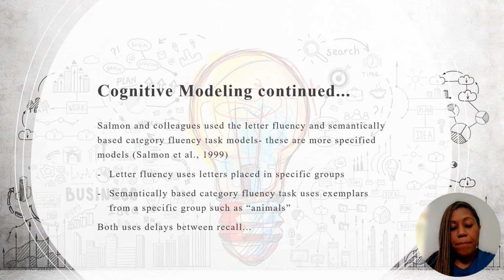Another modeling tool was performed by Salmon and colleagues. There are more types of cognitive models that can assess cognitive dysfunction, such as memory impairment, and those are the letter fluency task and the semantically based category fluency task. The letter fluency task involves specific letters, where there was a delay, but you get to recall letters in specific groups.